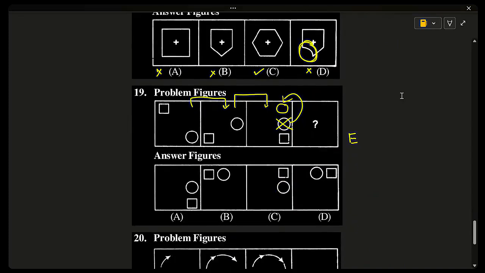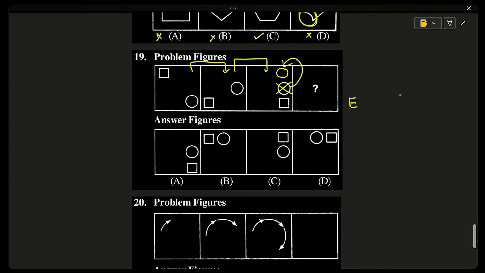Sir, in the next step also, if you want the circle to stay there, but why did it change from here to here? There should be an explanation, right? Yes, sir. You don't have an explanation for that. That's why, in the question, if the circle were given there, then we would have chosen option D.